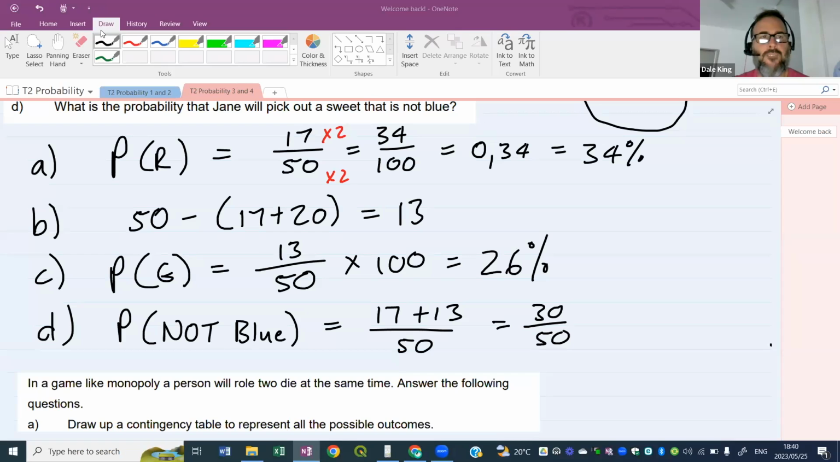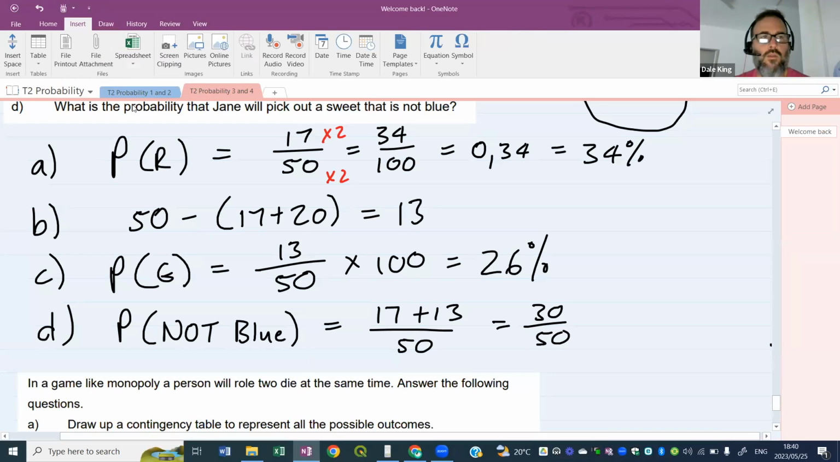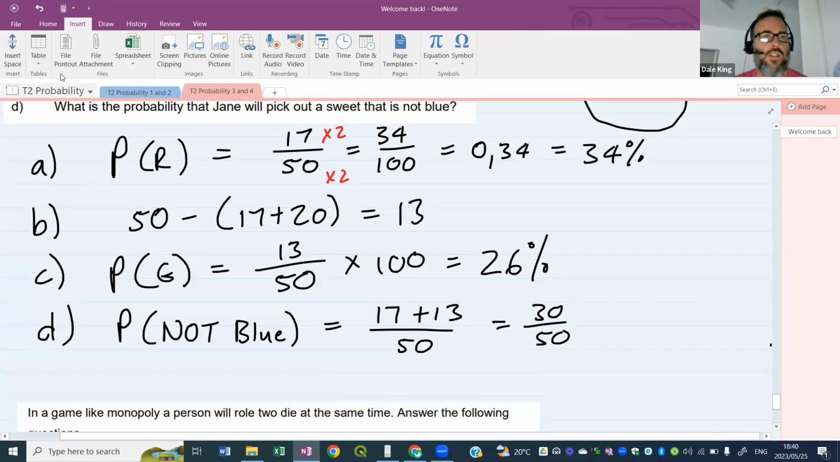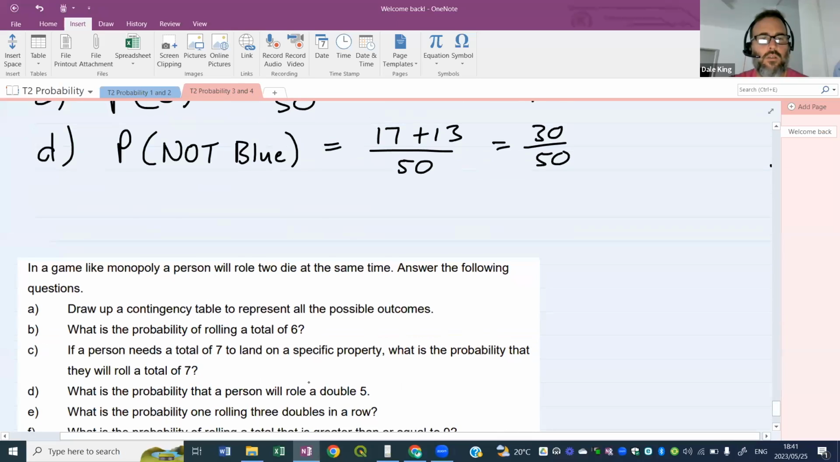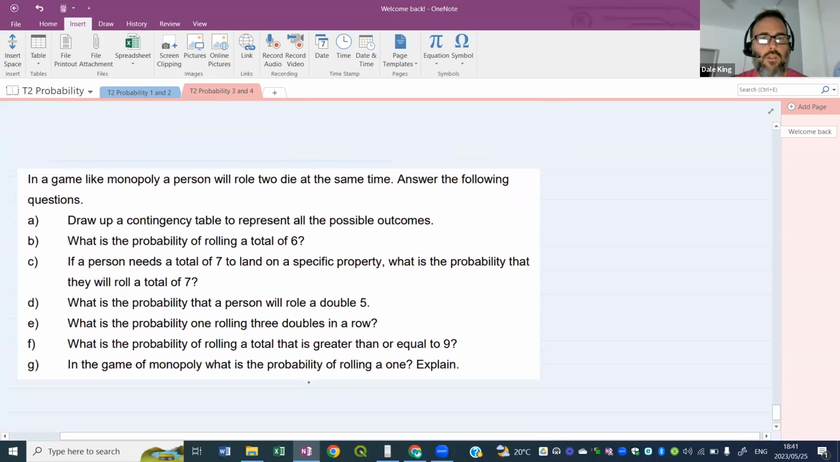Okay. Let's have a look. Let's see what's next. There's one more to go. I'm hoping this one's really challenging. I feel like these other ones have been pretty easy. Oof. Here we go.